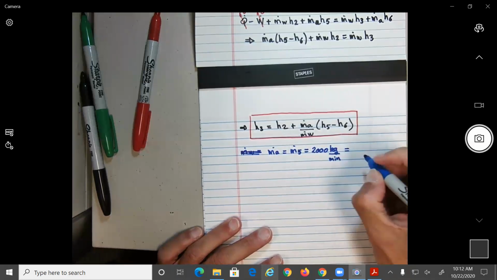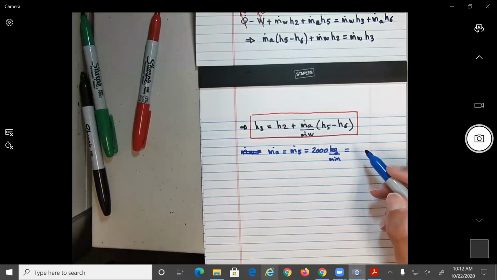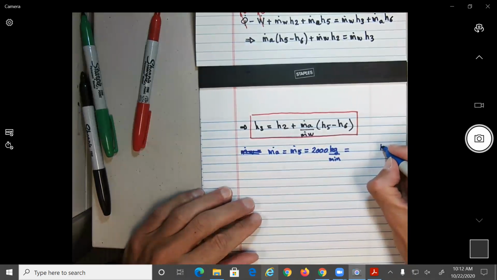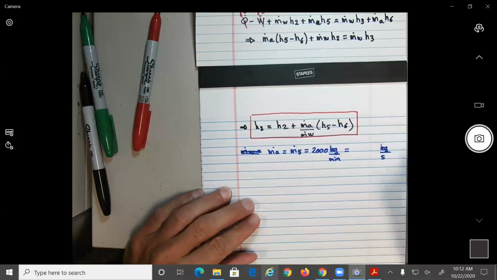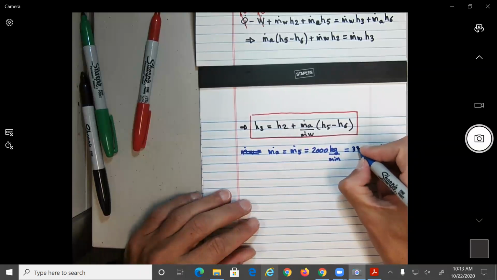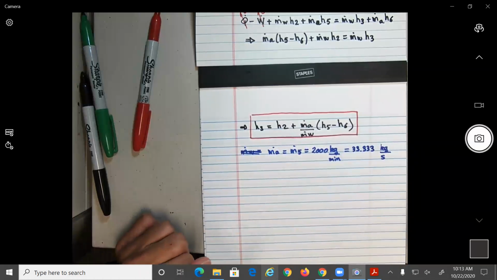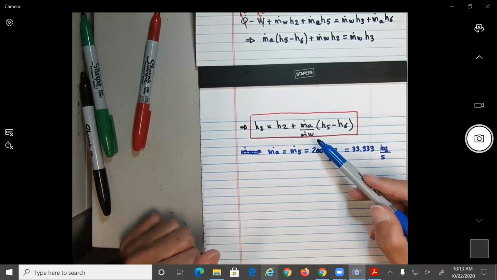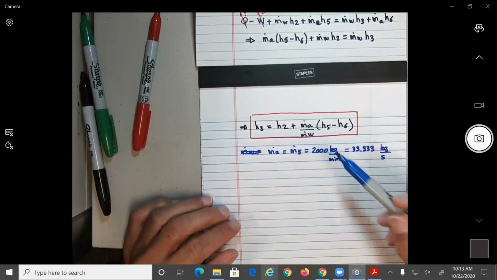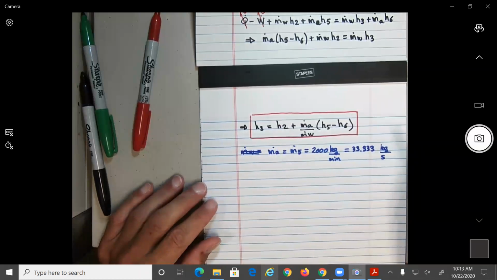I don't know if we're going to need it or not, but can you divide this by 60 in order to find it in seconds? How much would that be in kilograms per second? 33.333 kilograms per second. We're going to have to find the mass flow of the water, but let's first try to find the other quantities, okay? It will be a bit easier. So we know this one.